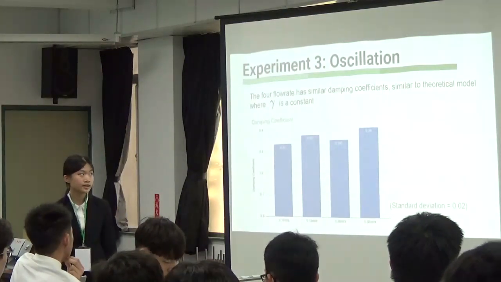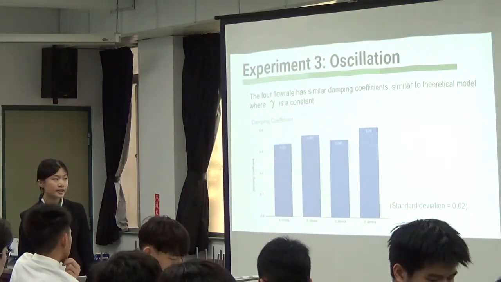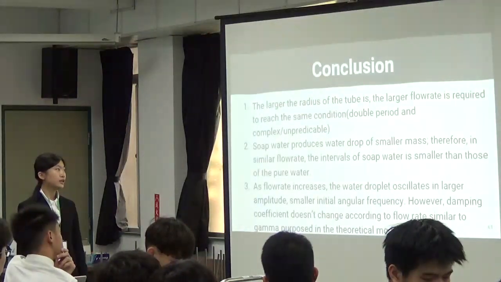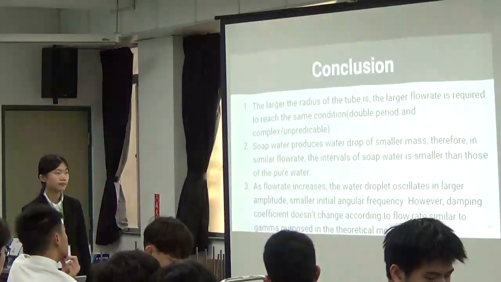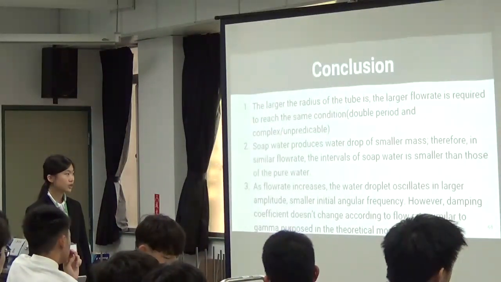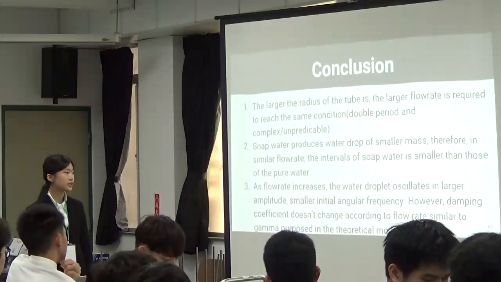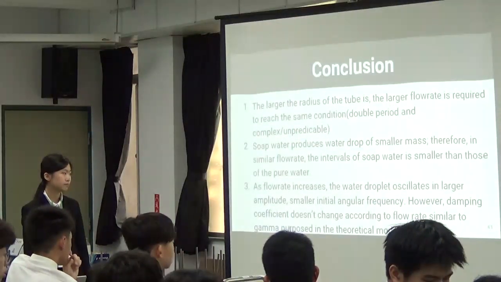The formula has a similar damping coefficient, similar to the theoretical model, where gamma is a constant. Here's our conclusion. First, the larger the radius of the tube is, the larger the flow rate is required to reach the same condition. Also, soapy water produces water drops of smaller mass. Therefore, at similar flow rates, the intervals of the soapy water are smaller than those of pure water.